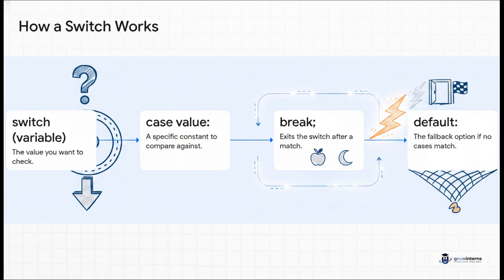So, how does it all work? It's pretty simple, actually. First, you have the switch keyword, and you give it the one variable you want to check. Then, inside, you set up a case for each specific value you're looking for. When a case gets a match, its code runs. Then, and this is super important, you hit the break statement, which boots you out of the switch block. And finally, you can add a default case, which is basically your safety net, your none of the above option.